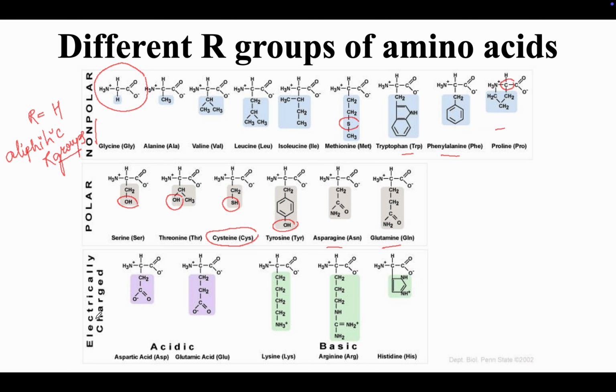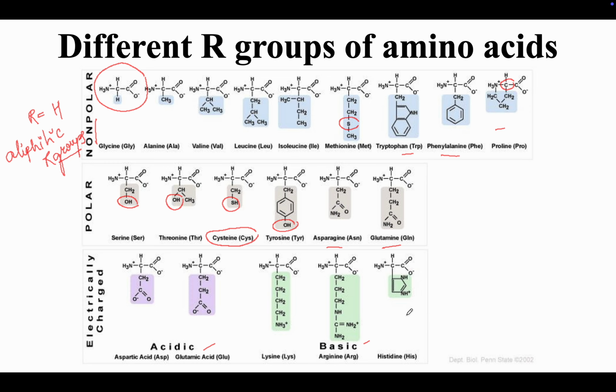Then we have electrically charged amino acids which could be either acidic or basic. That is, it could be either negatively charged or positively charged. In the negatively charged amino acids we have aspartic acid and glutamic acid, whereas in positively charged amino acids we have the longest side chain residue, which is lysine, with the amino group. So this is a positively charged or basic amino acid. Then we have arginine here, which is also a basic amino acid with a guanidinium group.